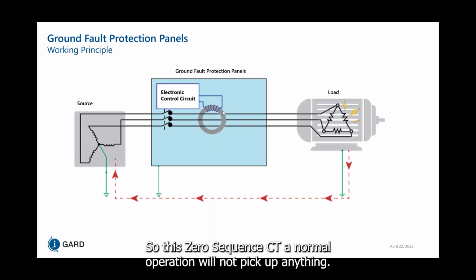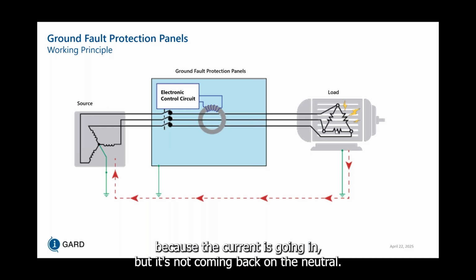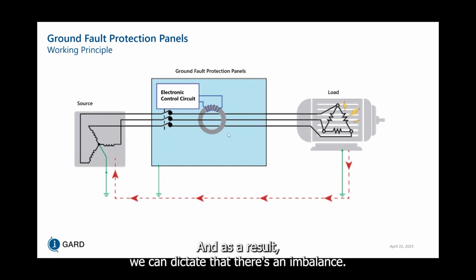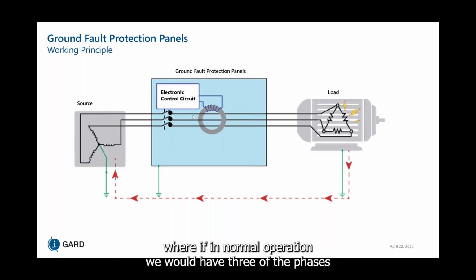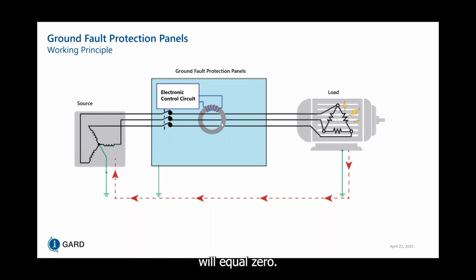So this zero sequence CT in normal operation will not pick up anything. But when you have an imbalance in current, that is typically picked up because the current is going in, but it's not coming back on the neutral. And as a result, we can dictate that there's an imbalance. Typically, these CTs would be wrapped around the 3 phases and the neutral, where in normal operation, we would have 3 of the phases dishing out the current and then the neutral providing the return path for the current, where the vectorial sum will equal 0. So those are the various different variants.